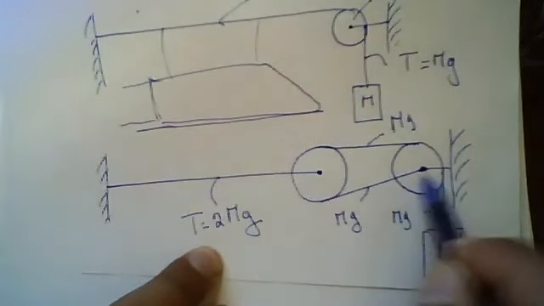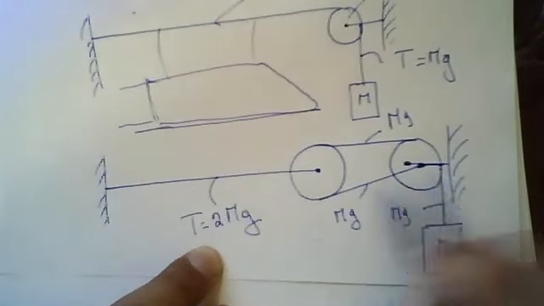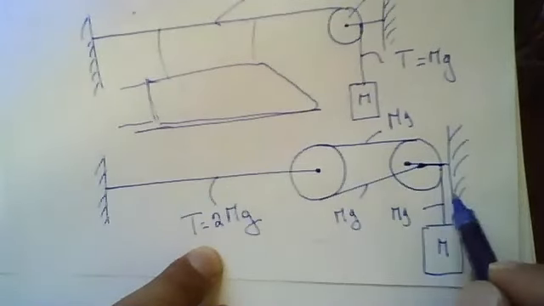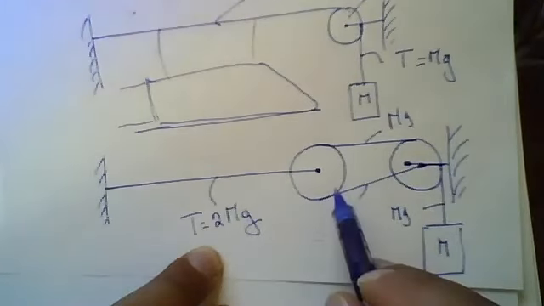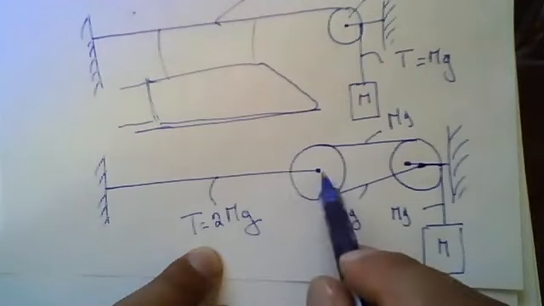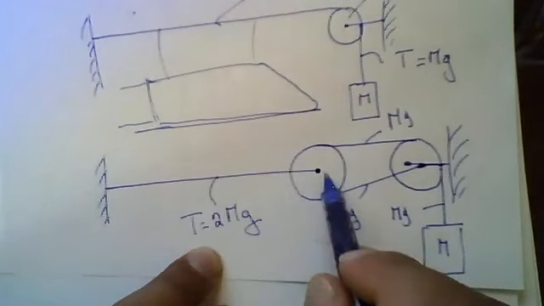Here it doesn't actually have to be at the center. This could be tied anywhere, maybe even to the wall. But the one which is 2 mg is always at the center of the pulley. Exactly. So you put a bearing, and then you connect this to the bearing on the pulley.